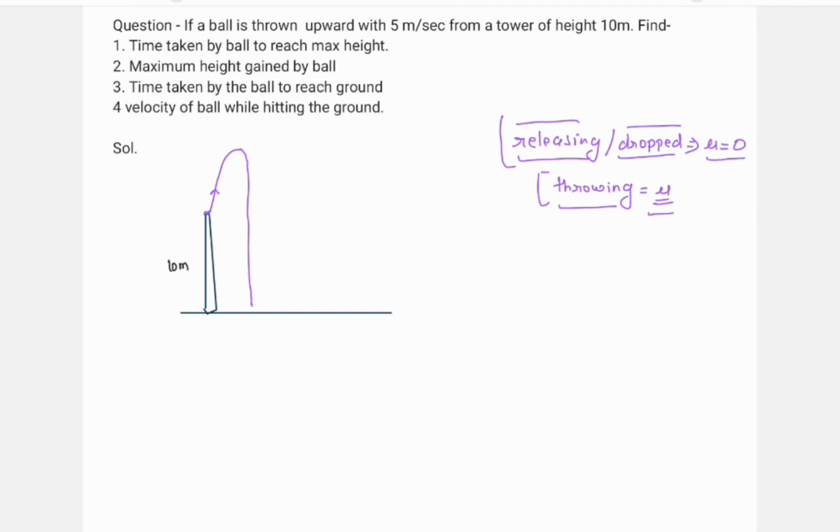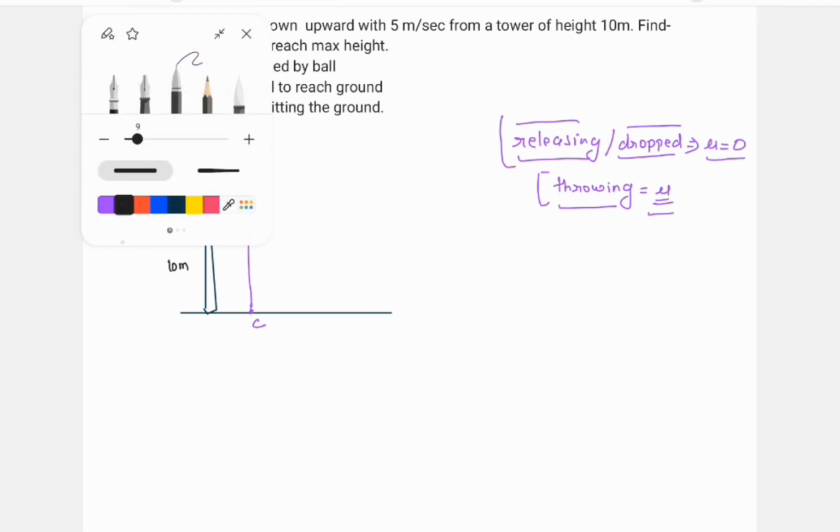What is the initial velocity? I have thrown a ball with an initial velocity of 5 meter per second. Let us consider this is point A, this is point B, the maximum height point, and the ball is hitting the ground at point C.